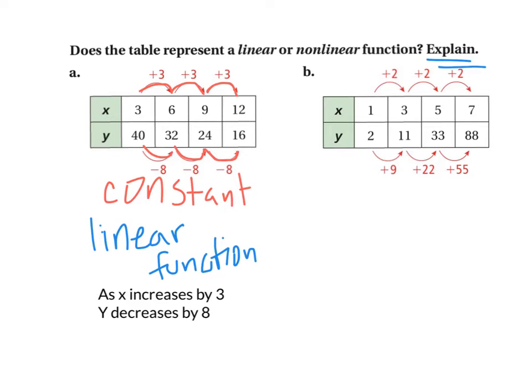All right, so now let's look at B. You can see here that the x is very constant. It goes up by 2 each time. But as the y increases, what happens? It changes each time. It's not always going to be +9. So then this function would be considered nonlinear. This is a nonlinear function.